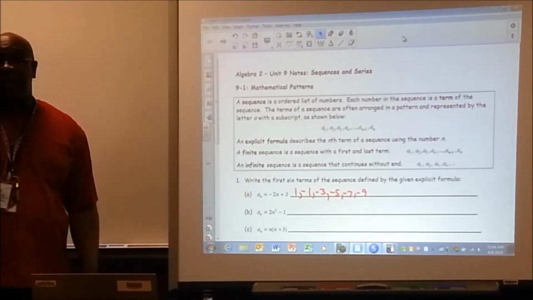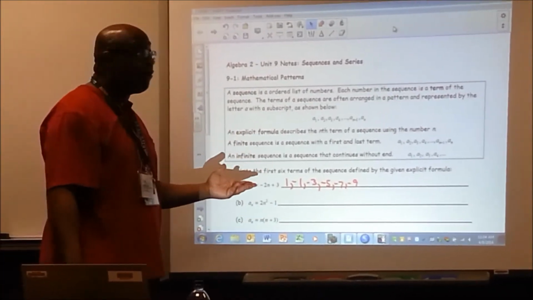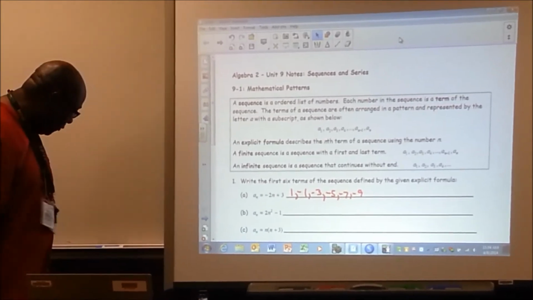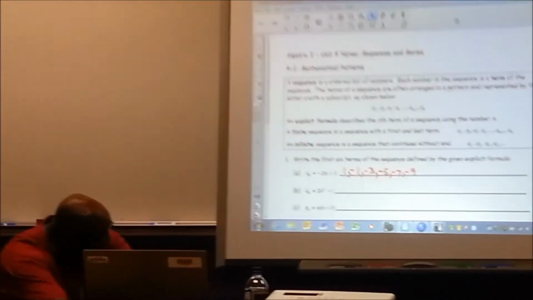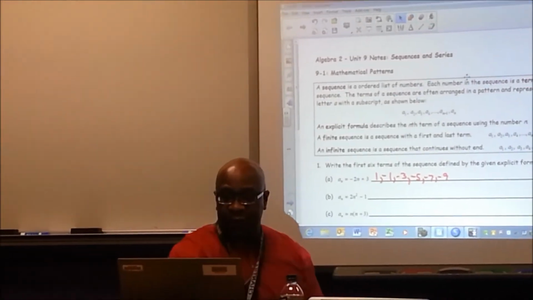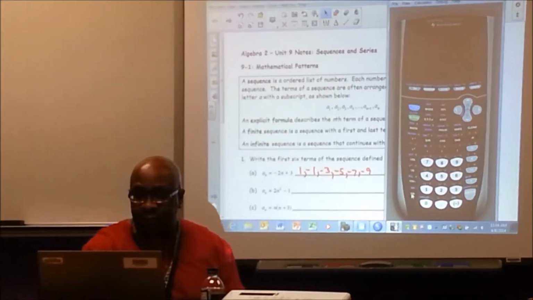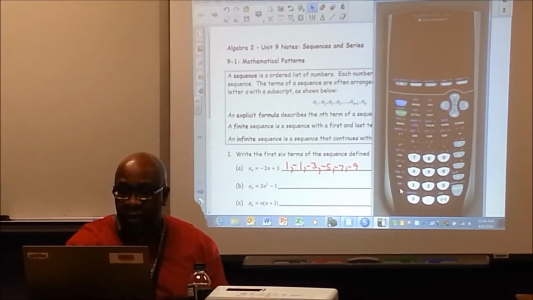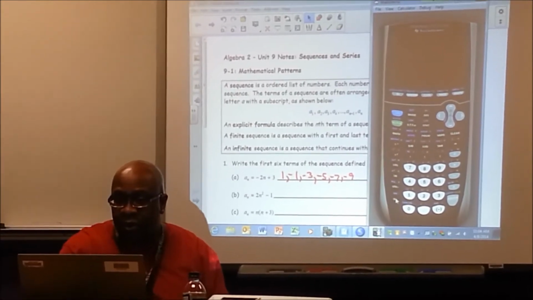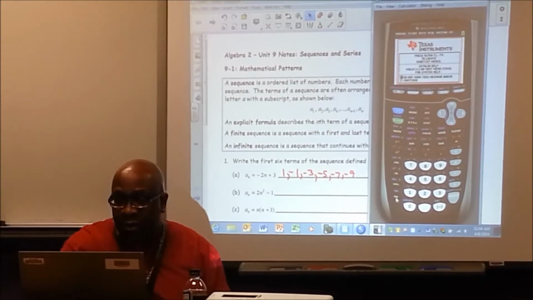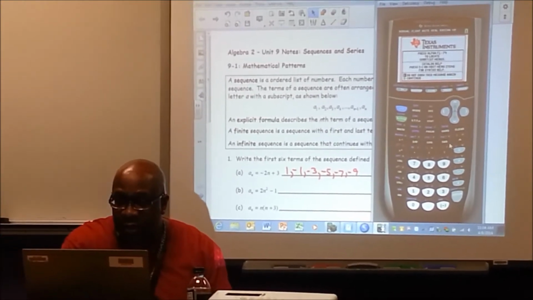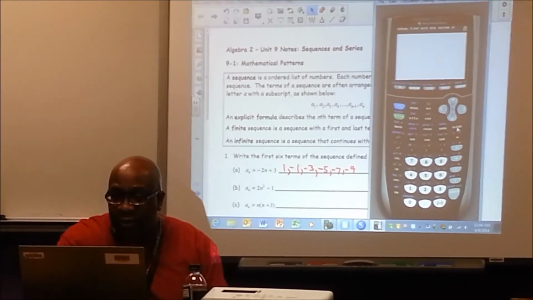Now that's how we would find them by hand. We can also use a calculator to find the same information. Let me show you how we would do this on the calculator. We're just going to pull our calculator up here, turn it on. Okay, there we go. So clear this.